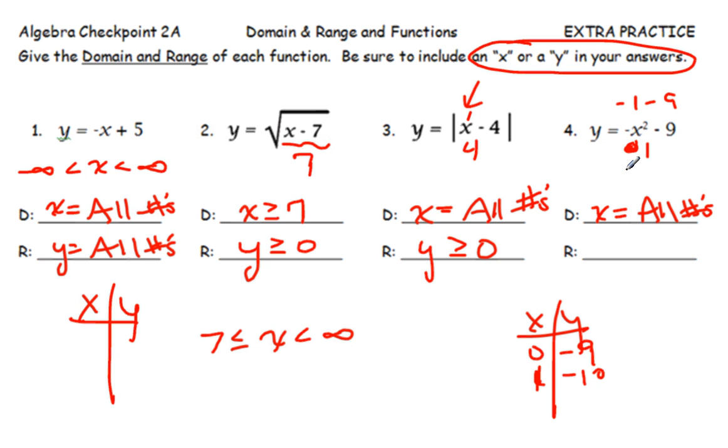Well, let's do negative 1. Well, that's going to give me the same answer, because negative 1 squared is still 1. Then I put the negative on it, and I get negative 1 minus 9. Gives me the same negative 10. So if I have negative 1, I get negative 10.